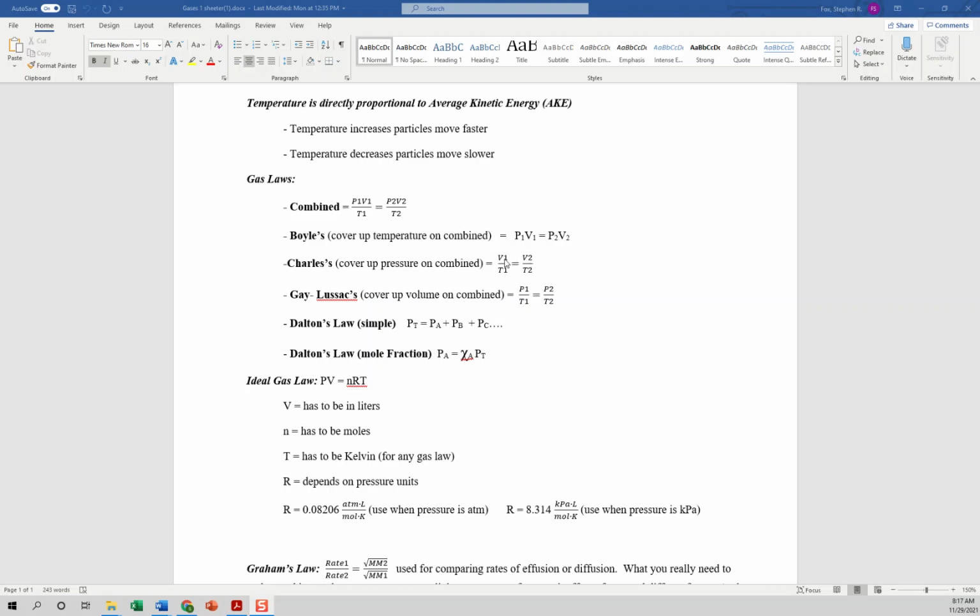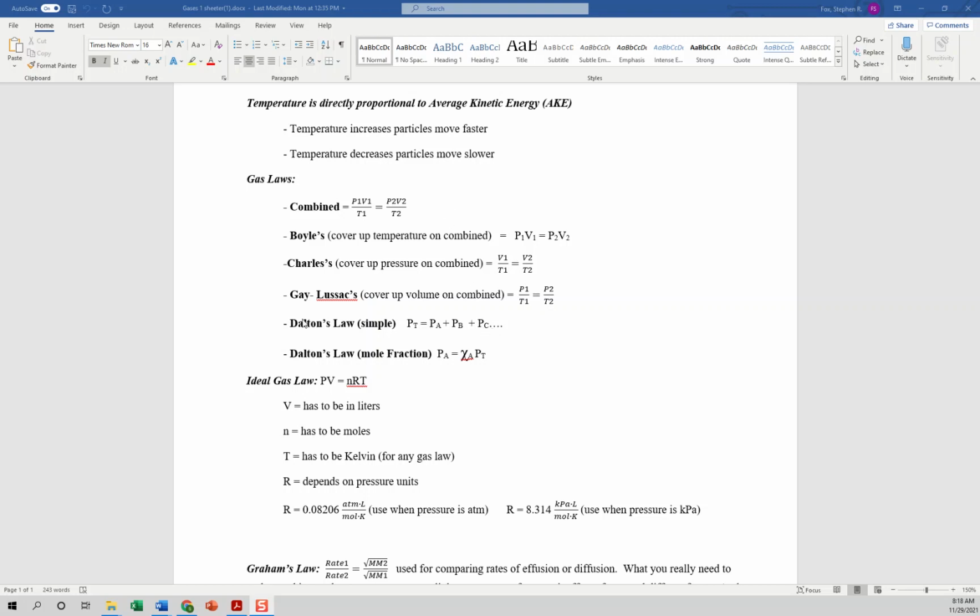Charles' law is looking at volume and temperature. They have a direct relationship when pressure and amount of gas is held constant. Pressure and temperature have a direct relationship when volume and amount of gas is constant. And then if the only thing that you hold constant is the amount of gas, that's when you would come in and use the combined gas law. You can use any unit of pressure, any unit of volume in these gas laws, but temperature has to be the absolute scale, so it has to be the Kelvin temperature.